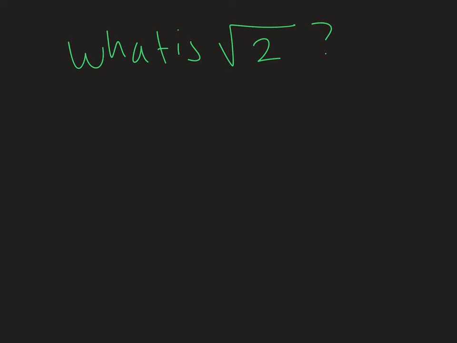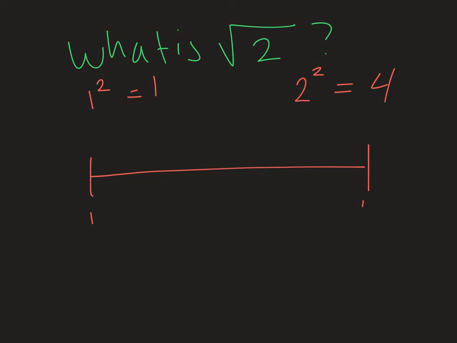Okay, I might not know what it is, but I do know that 1 squared is 1 and 2 squared is 4. So if I'm looking at a number line between 1 and 4, I know it's got to be somewhere in the middle. And that's the whole idea behind it. So what we'll try to do is figure out a list of what's close to it.